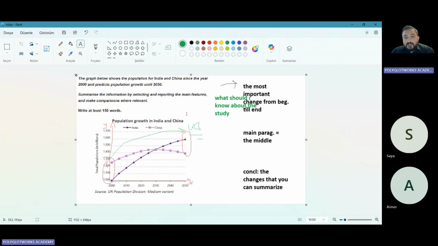During this 50-year span, or in this 50-year time span, the situation or the trajectory for population growth in India and China will change dramatically.